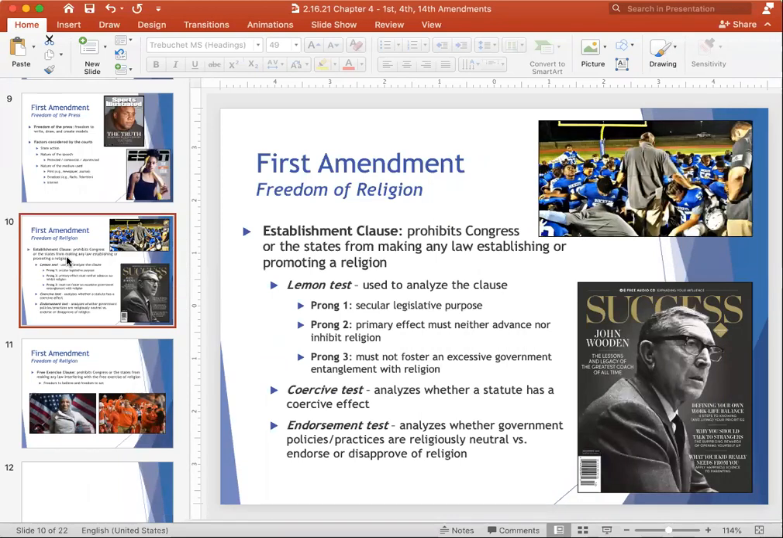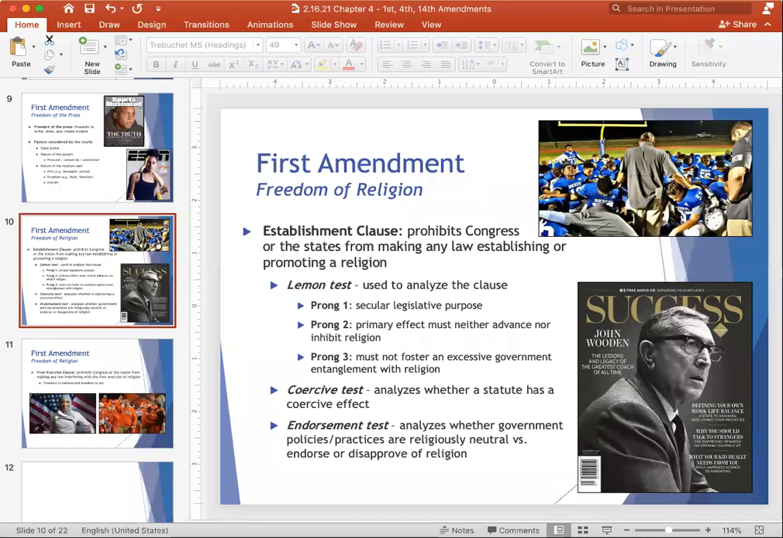Another freedom that we experience is the freedom of religion in the First Amendment. The freedom of religion has two really important clauses that pertain to what state actors cannot do and what protection individual citizens have under the First Amendment. The first clause that we are going to discuss is the Establishment Clause. The Establishment Clause, as you'll see on this slide, prohibits any state actor from making any law, policy, procedure, regulation, anything that establishes or promotes a religion.